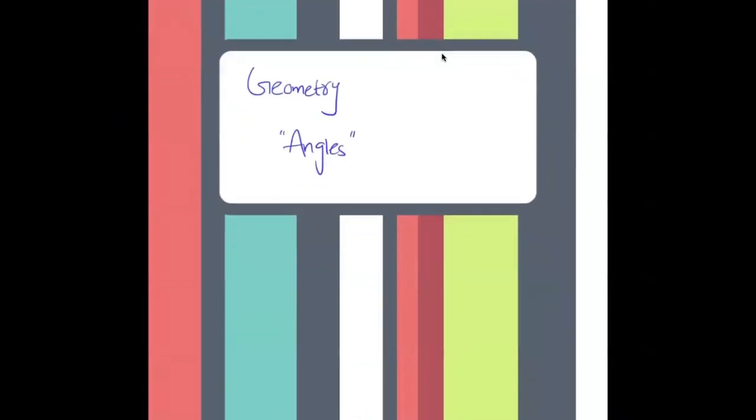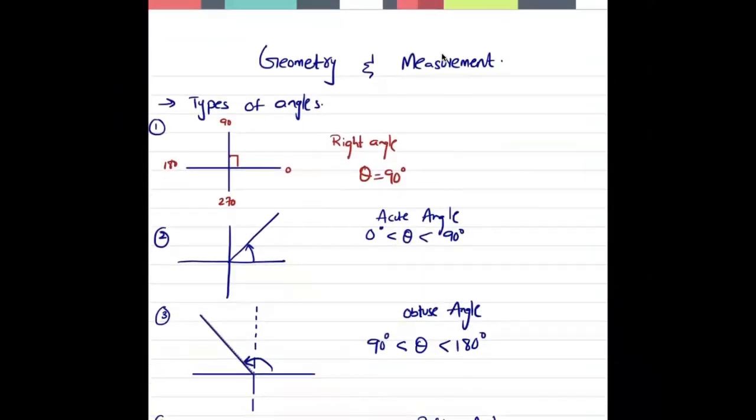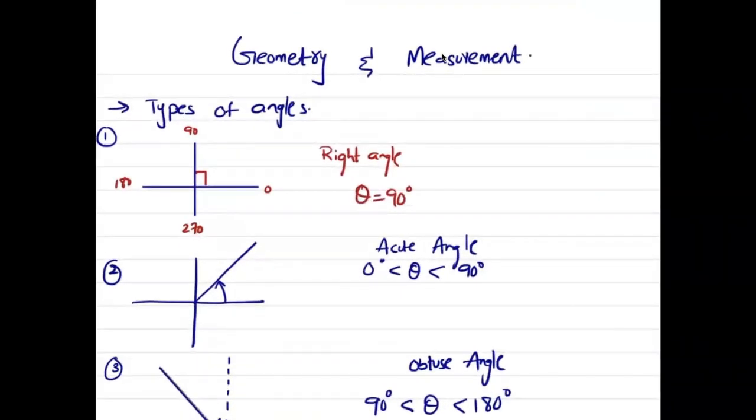All right, everyone. So in today's class, we are starting with the geometry section. The first thing that we are going to be discussing in today's class is the concept of angles, all the properties of a line. Okay, so let's go over these types of angles quickly.